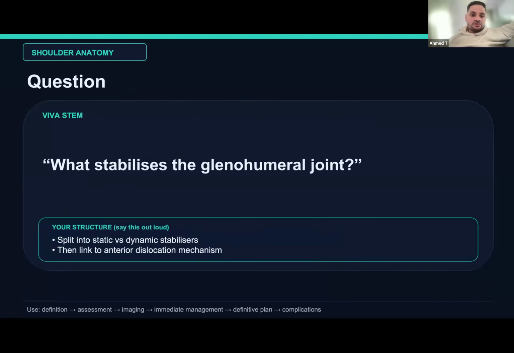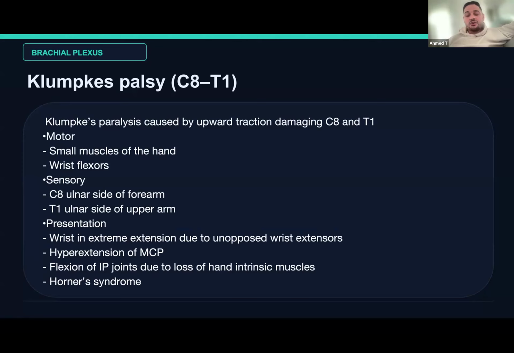So you just have to go through this along with the courses of the radial, ulnar, and median nerves. I didn't really put them in this presentation because you can read them and find good pictures on the internet.